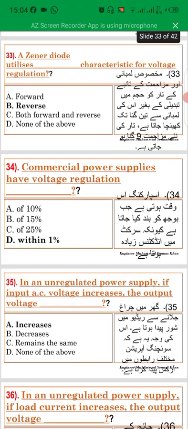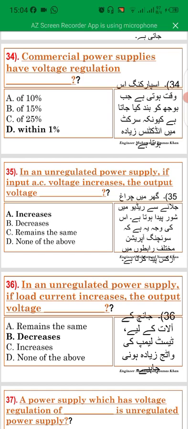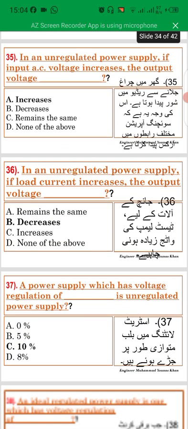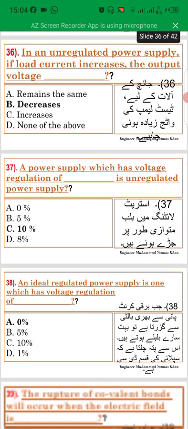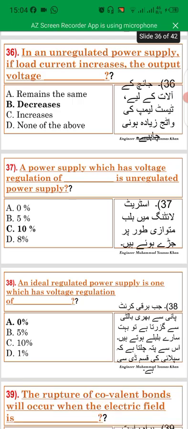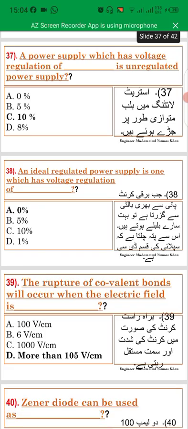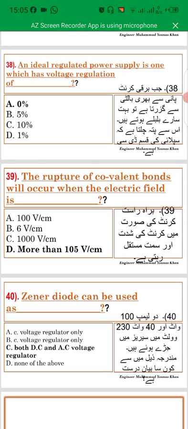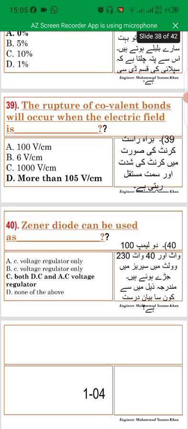A zener diode utilizes reverse characteristics for voltage regulation. Commercial power supplies have voltage regulation within 1%. In an unregulated power supply, if input AC voltage increases, the output voltage increases. In an unregulated power supply, if load current increases, the output voltage decreases. A power supply which has voltage regulation of 10% is an unregulated power supply. An ideal regulated power supply is one which has voltage regulation of 0%.